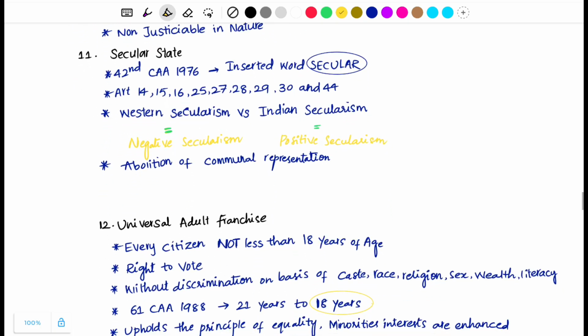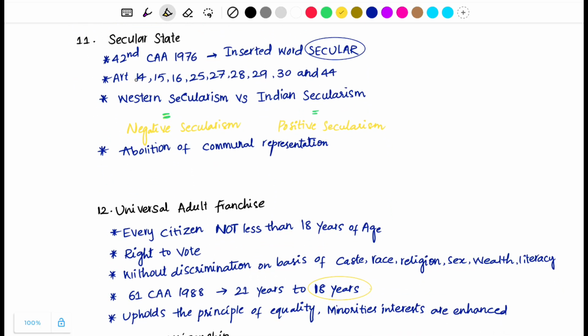Now we have the 11th feature. This is an interesting feature, I know. The secular state. The word secular was later inserted in the Constitution through the 42nd Amendment Act of 1976, the mini constitution. In the coming points, we will understand what a secular state means in the Indian context. Articles 14, 15, 16, 25, 27, 28, 29, 30 and 44 prove that India is a secular state.